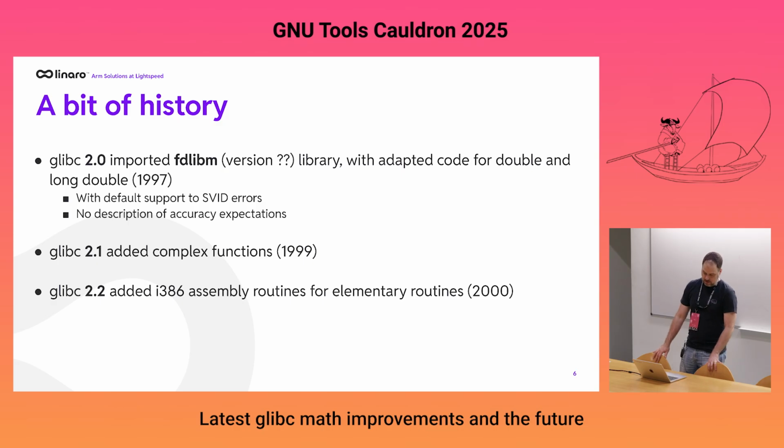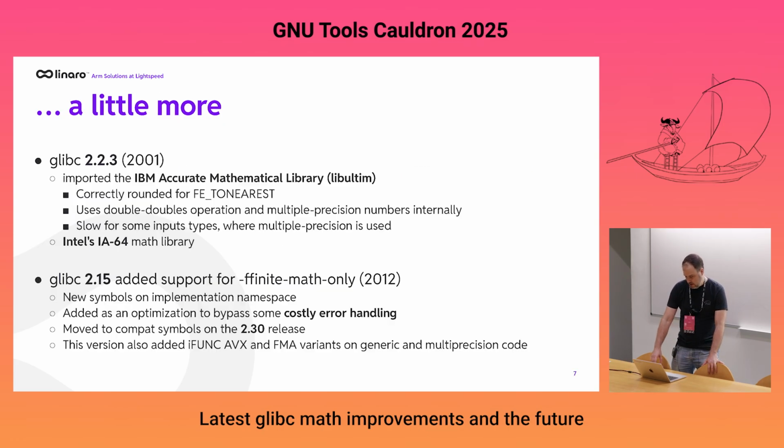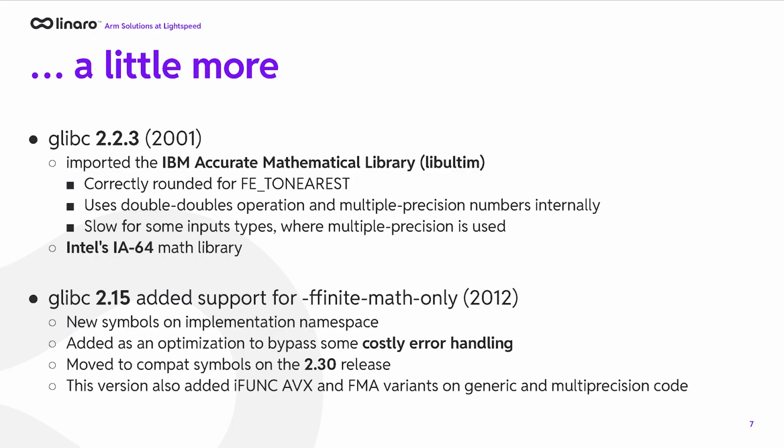And later on, in glibc 2.1, we added complex functions, which we improved over time as well. And on glibc 2.2, we started adding more and more assembly optimizations for some architectures. The first one was x86 32-bit, and later we did it for Intel IA64. And I'll say a bit more later.